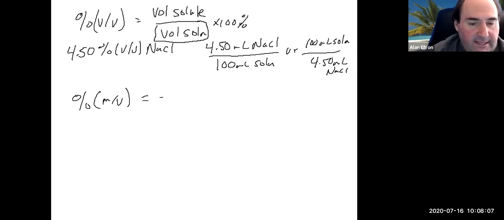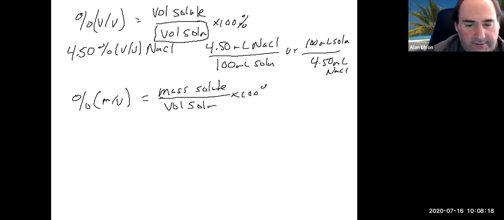And that is the mass of the solute divided by the volume of the solution times 100%. So this is essentially grams over milliliters, kind of like density, right? So grams over milliliters times 100%. Same deal as the others.